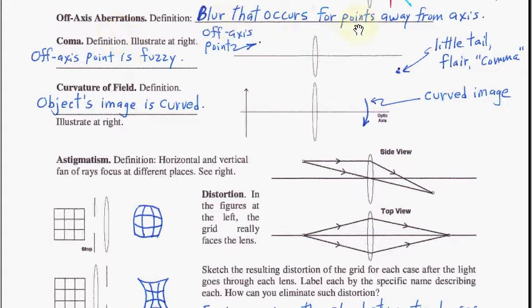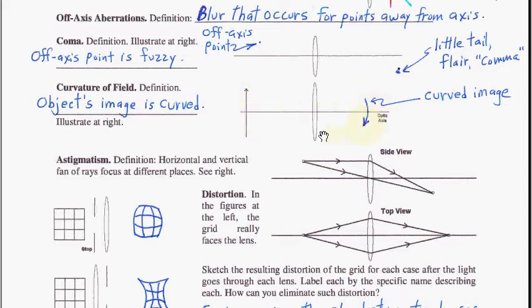And curvature of field, when you have a nice vertical object here, you're going to have a curved image over on the other side. I remember going to a Philadelphia movie theater that had a curved screen to help minimize curvature of field. Then we have astigmatism, and astigmatism here refers to the point from, say, the head.